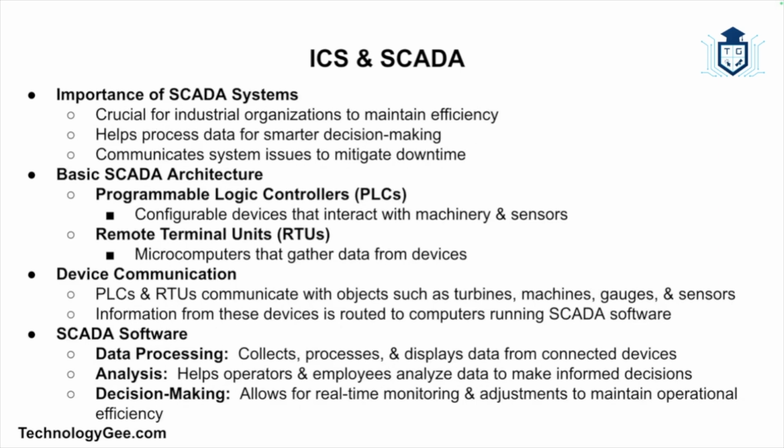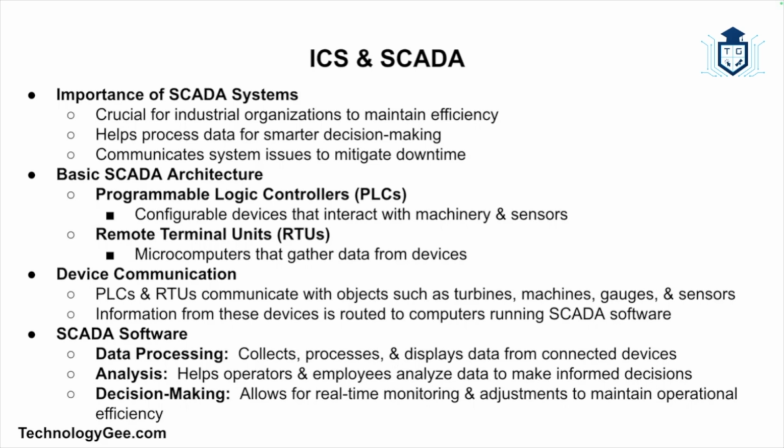SCADA systems are crucial for industrial organizations because they help to maintain efficiency, process data for smarter decisions, and communicate system issues to help mitigate downtime. The basic SCADA architecture starts with a series of configurable devices called programmable logic controllers or remote terminal units. PLCs and RTUs are microcomputers that communicate with an array of objects such as turbines, machines, gauges, sensors, and end devices, and then route the information from those devices to computers with SCADA software.